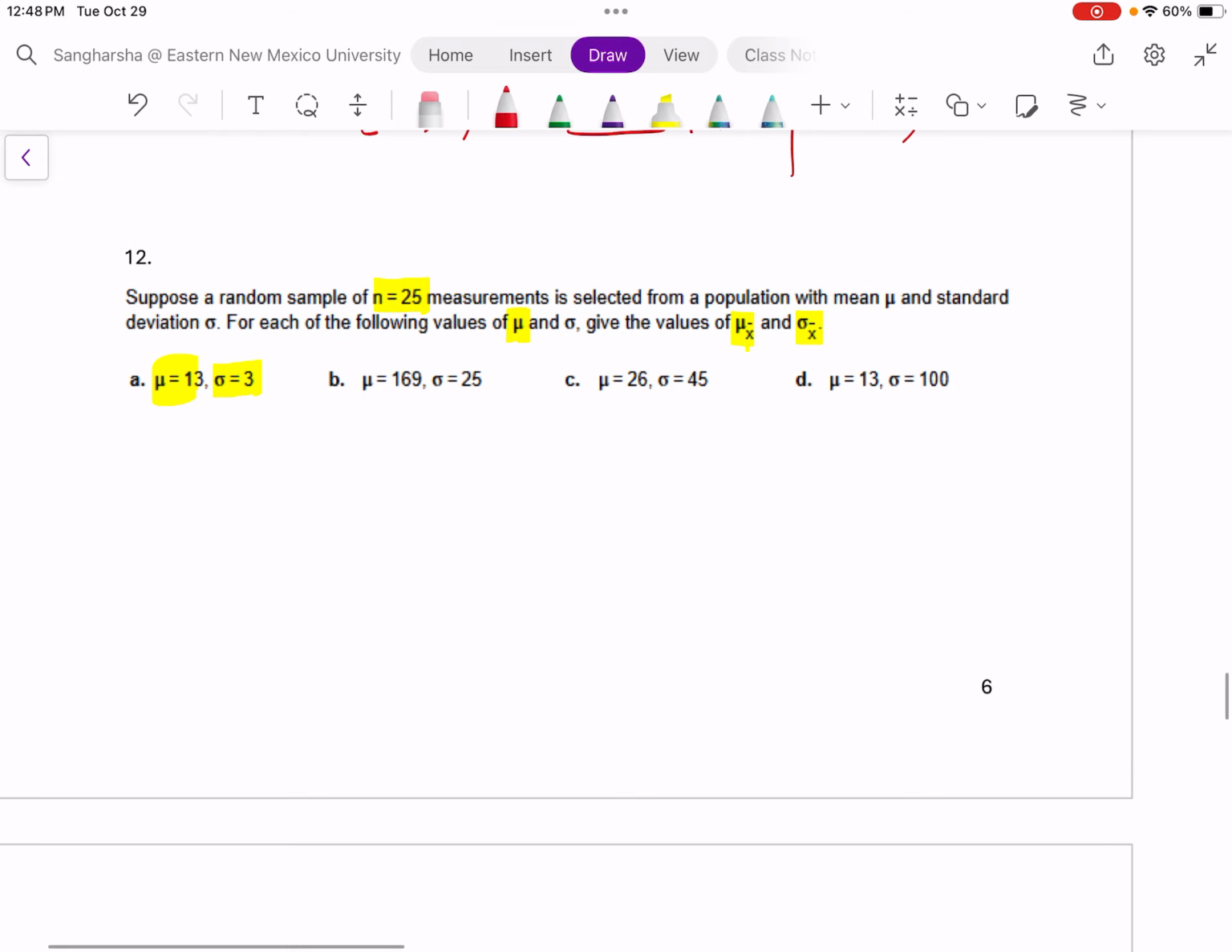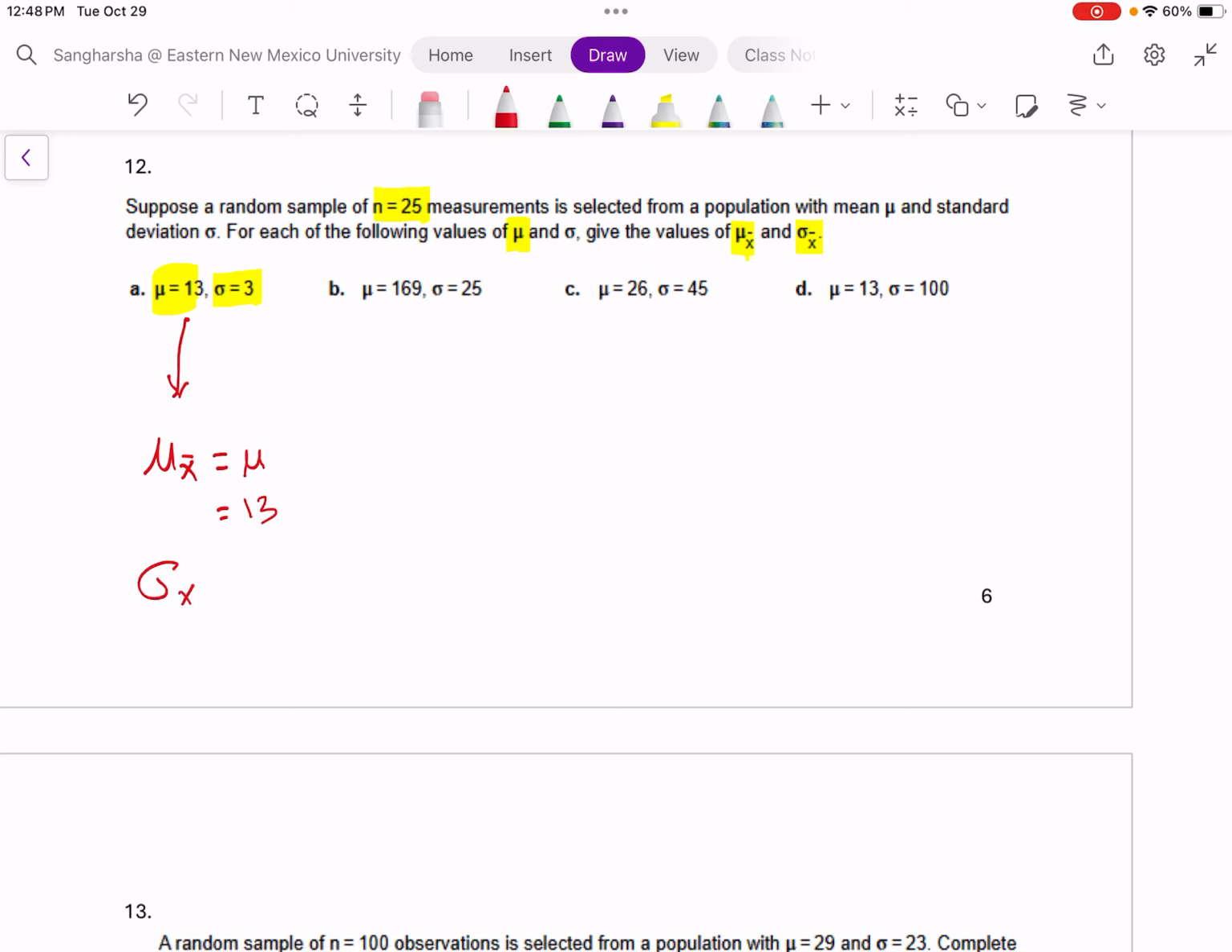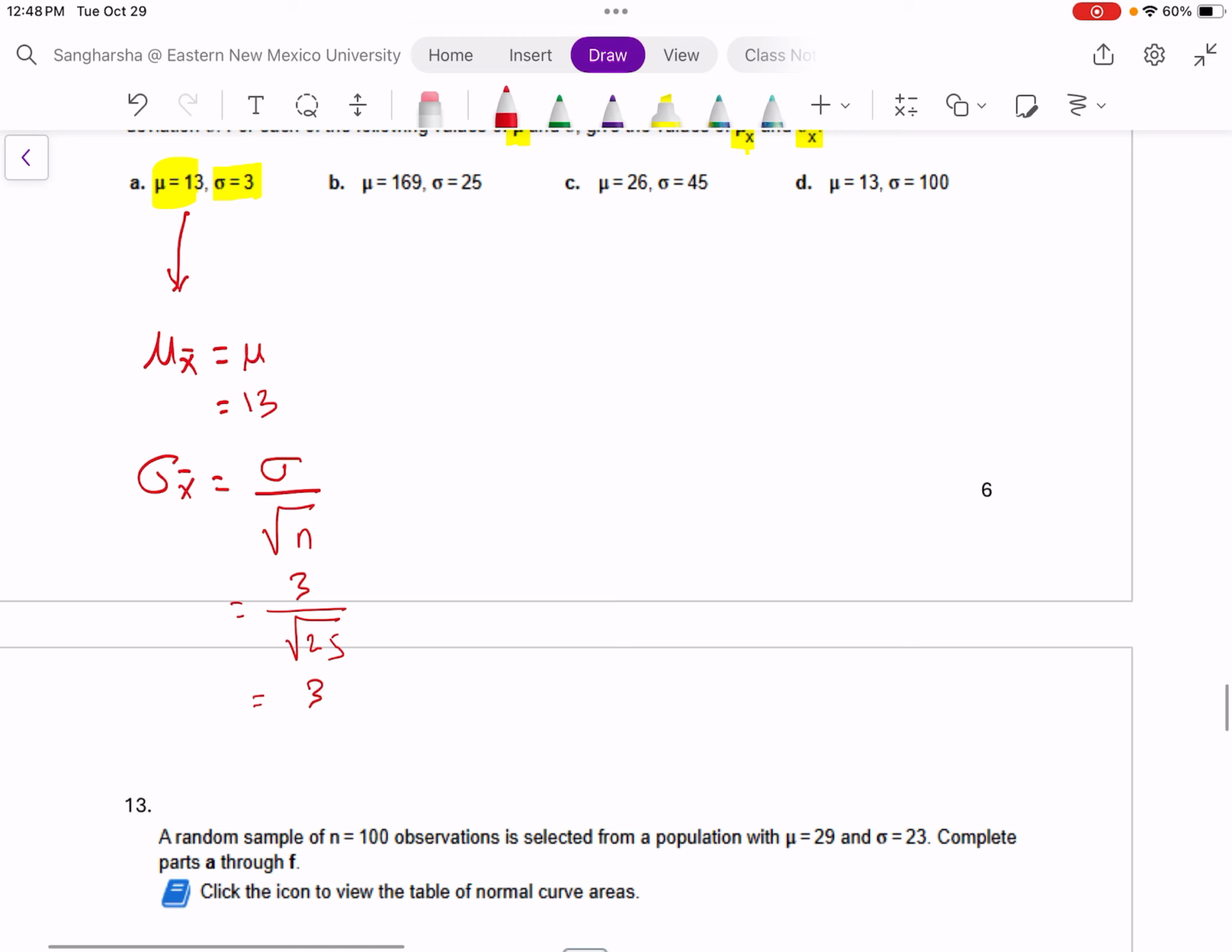Now, according to the property, mu of x bar is always equal to mu of the population. So if this is the case, what will be the mu of x bar? It is 13. And the standard deviation of x bar is equal to the standard deviation of the population divided by the square root of n. The standard deviation is 3 divided by the square root of 25. So we have 3 over 5, and that is 0.6.